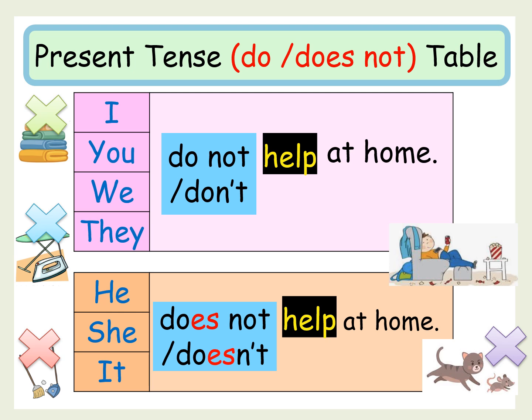You can say it after me. I do not help at home. You don't help at home. We do not help at home. They don't help at home. He does not help at home. She doesn't help at home. It does not help at home. It doesn't help at home.